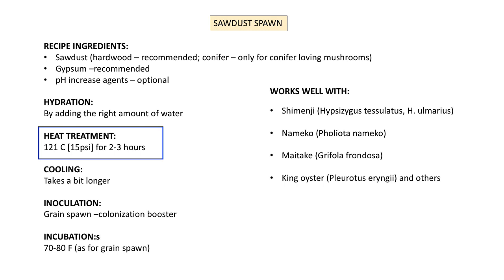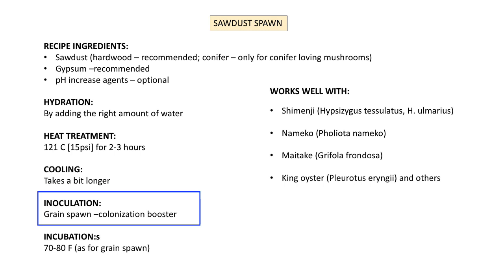Then autoclave or pressure cook the moist sawdust for 2 to 3 hours. Now remember, this forms a compact mass compared to grain, and because of this, somewhat more time is needed for proper heat penetration. To cool down, the substrate will take a bit longer than in the case of grain. When you're going to inoculate this, use grain spawn. This will be necessary just to boost mycelium colonization of your sawdust substrate. For inoculation, use about 2 to 5% grain spawn.